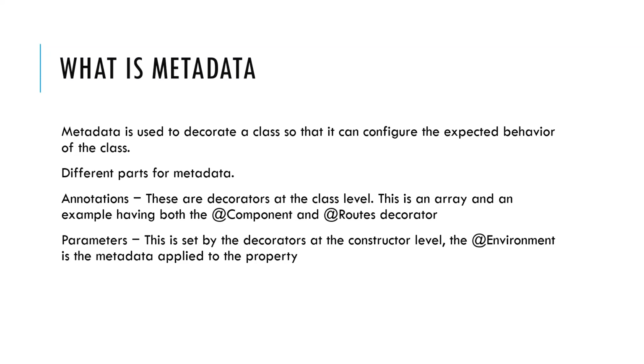There are different parts of the metadata: annotations and parameters. Annotations are the decorators at the class level. This is an array, and an example having both the Component and the RouterComponent decorator. The parameters are set by the decorators at the constructor level. The property decorator is the metadata applied to the property.